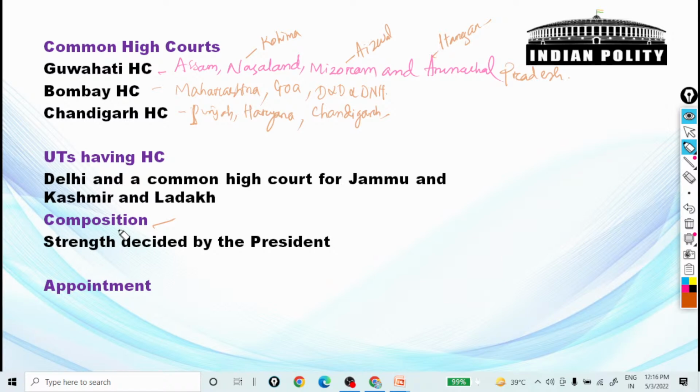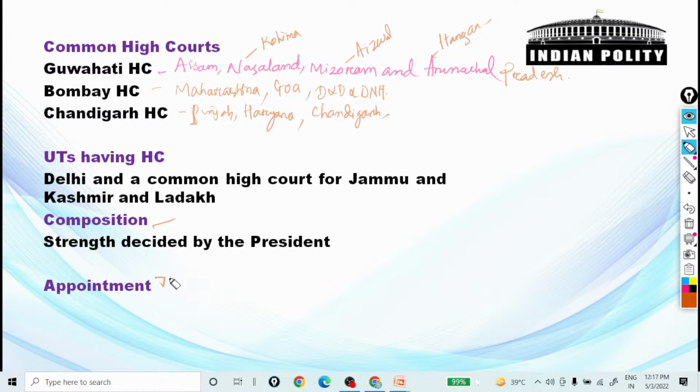But the jurisdiction of the High Court, the powers and jurisdictions, can be enlarged not only by Parliament but also by the state legislature too. Okay, this is called your strength. Strength is decided by the President. Then appointment. We have discussed the appointment procedure of Supreme Court judges. It is the same procedure followed here.